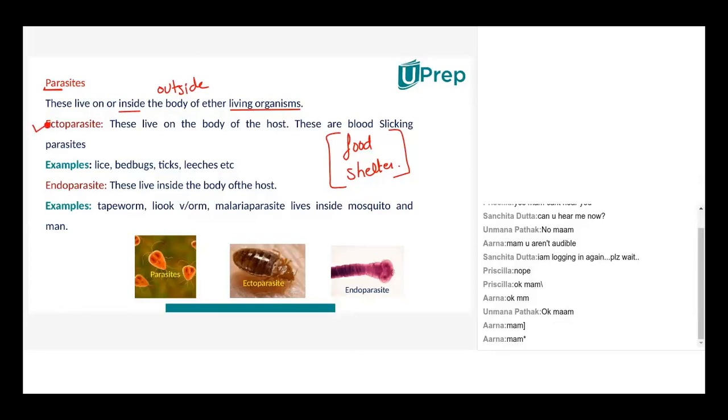Okay, so basically, if this is a parasite, and this is surviving on another living organism, so this is known as the host, right? So the parasite will take food as well as shelter, both from the host. That is the work of a parasite. There are parasites you can find in the plant kingdom as well as in the animal kingdom. Both the kingdoms have parasites.